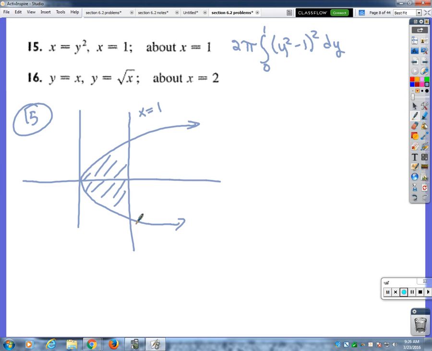Because this is the curve, and this is my axis of rotation. So I have to go curve minus axis of rotation. Okay? Hopefully we're right. So y to the fourth minus 2y squared plus 1.